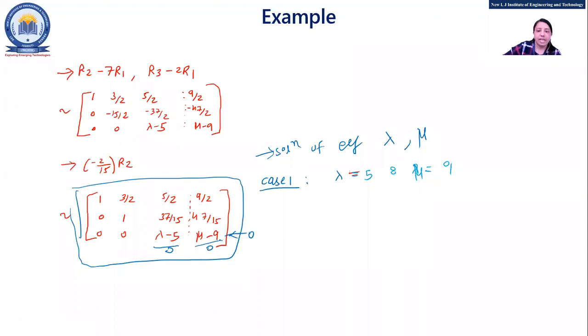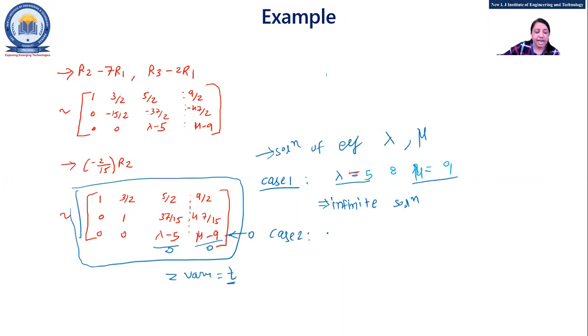Case 1: lambda equal to 5 and mu equal to 9. So 5 minus 5 is 0 and 9 minus 9 is 0. So what can we say? The system has infinite solutions, as we saw in the last lecture. Why infinite? Because this row is 0. So in x, y and z, the z variable is a free variable, and we assume it is t. Depending on the value of t, we get the values of x and y. So infinite solutions.